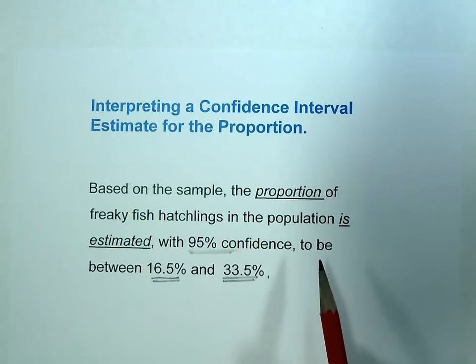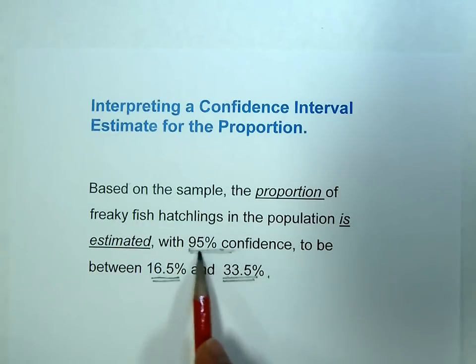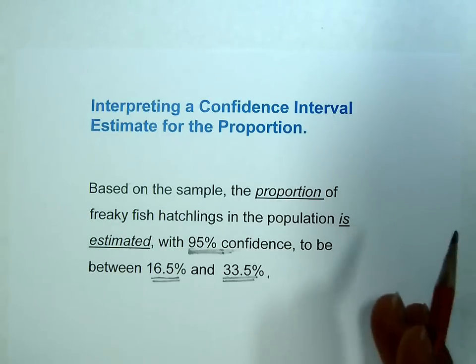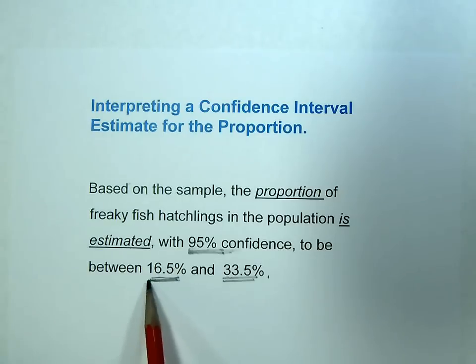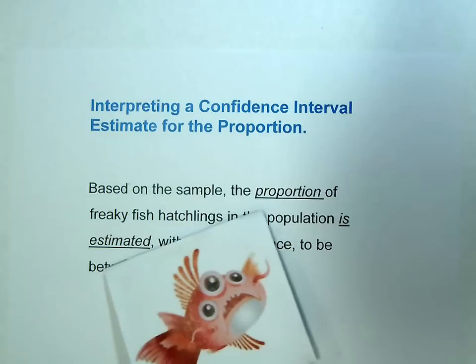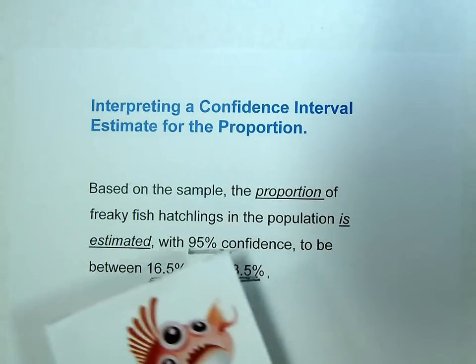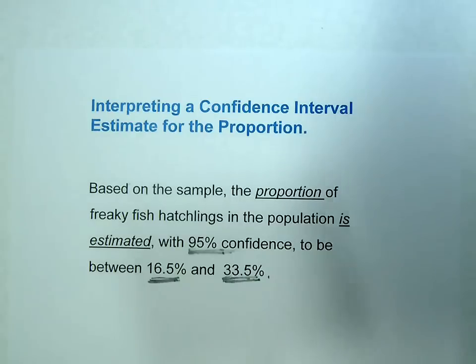So in other words, just based on one sample, we've been able to make an estimate with 95% confidence that the true proportion of freaky fish in this population is somewhere between 16.5% and 33.5% as being freaky. So in other words, that's the 95% confidence interval for the proportion of freaky fish.